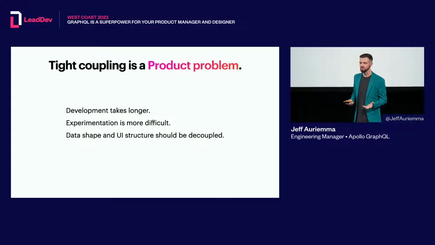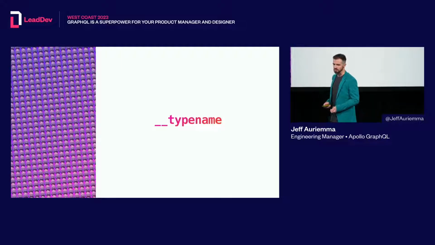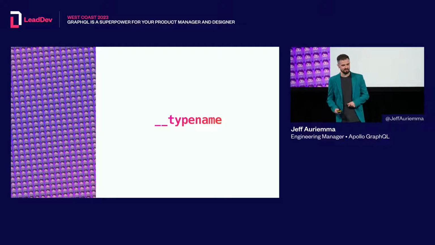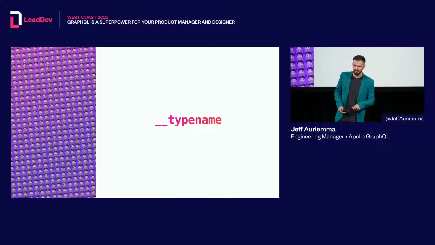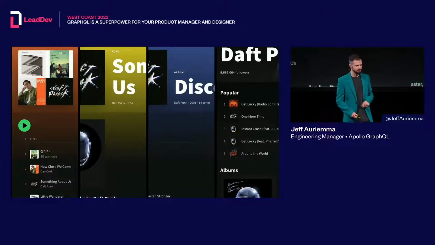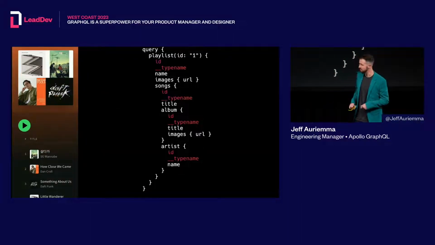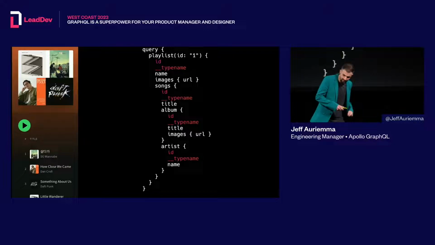In REST APIs, your views tend to get coupled to your backend's design, and that can make iteration difficult. And here's where __typename, not a typo, makes a difference. It's the part of GraphQL that untangles your API from your UI. Let's see it in action in our music app, and we'll go to a playlist view, and we'll render that view using the data from this query here.